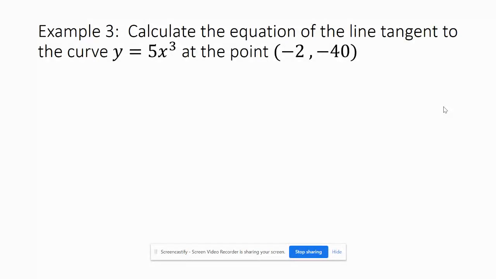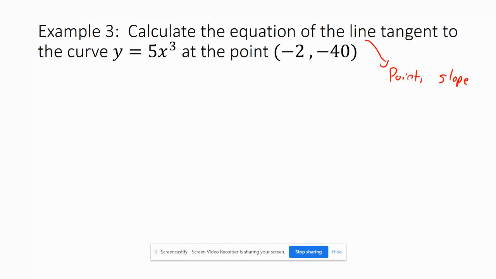Example number 3. Because guys, you can see quite a few of these questions in this unit. You'll see this one in the product rule, the quotient rule, and the chain rule sections. You can see this type of question over here. Calculate the equation of the line tangent to the curve at the point negative 2, negative 40. Okay, so there are 2 things we need to figure out the equation of a line. You need to have a point, and you need to have the slope. Those are the 2 pieces of information you need.